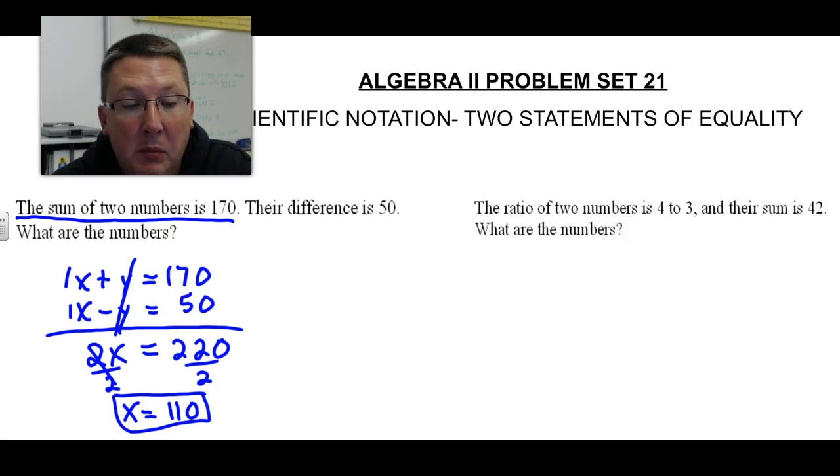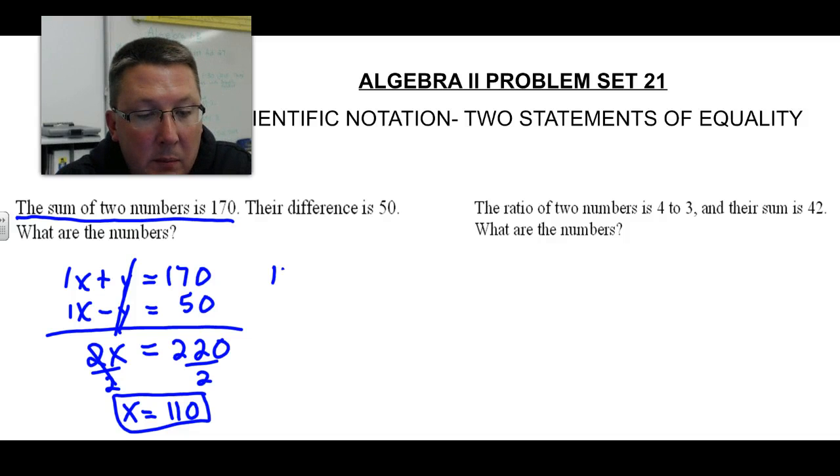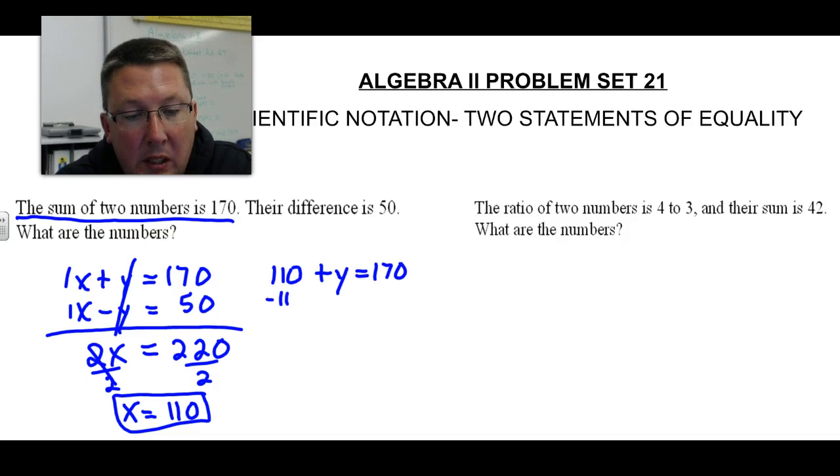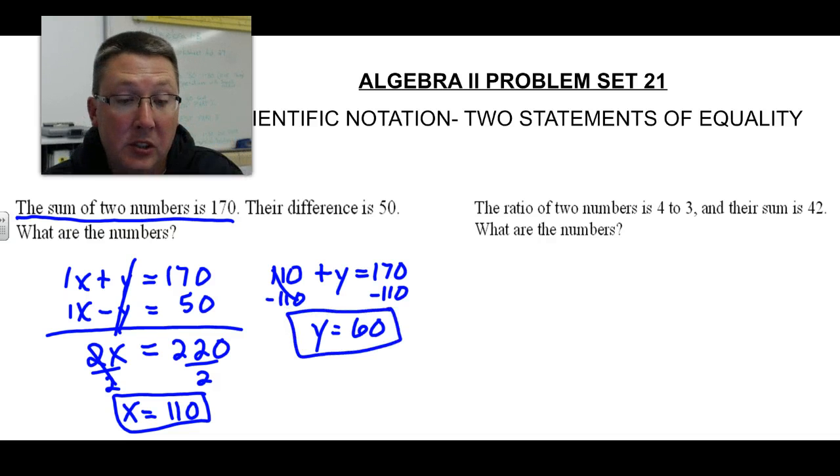Now I need to find the other number, so I can go back up here, plug in 110 for x. Let's make it 110 plus y equals 170, and subtract 110 from both sides, and we get y is 60.